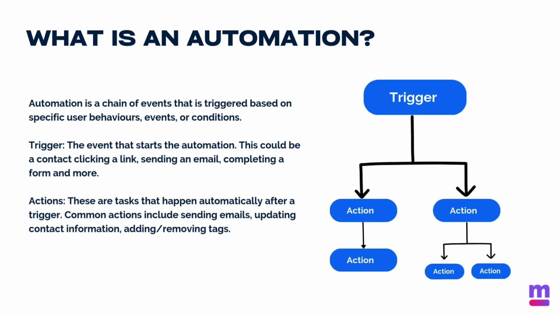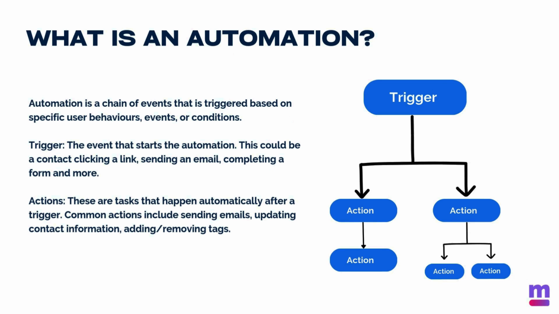Okay, so next we're going to be learning more about automations, what they are, do's and don'ts, and how they can help us in the business. What actually is an automation? So an automation refers to a chain of events that are triggered based on specific user behaviors, events, or conditions.